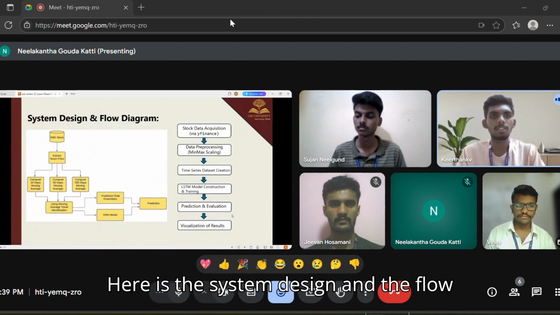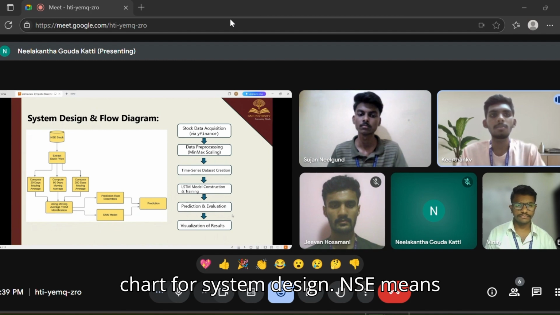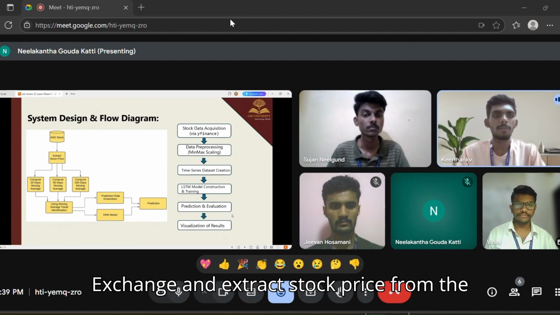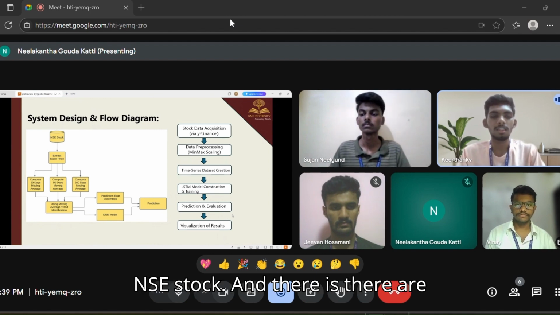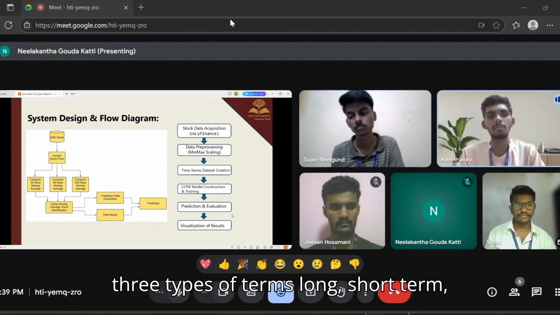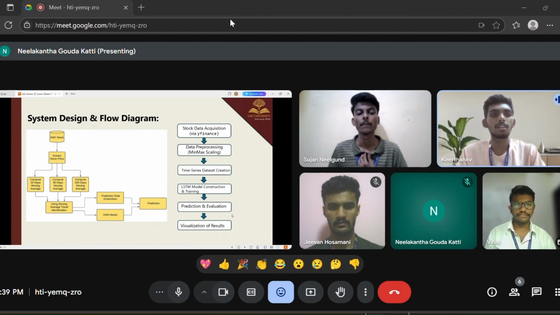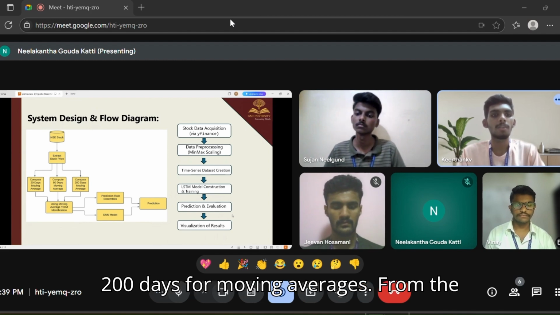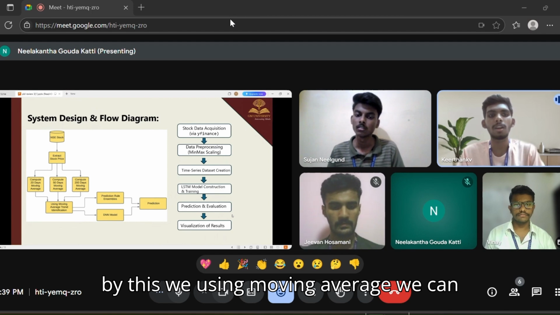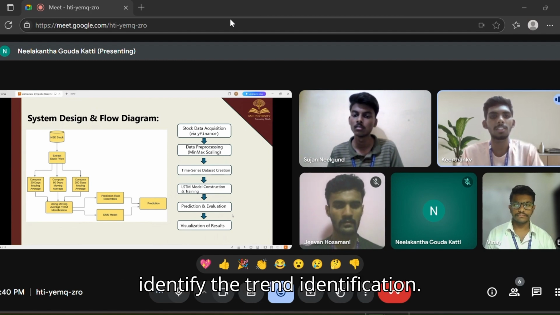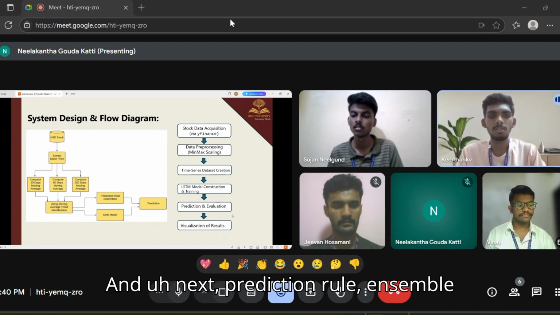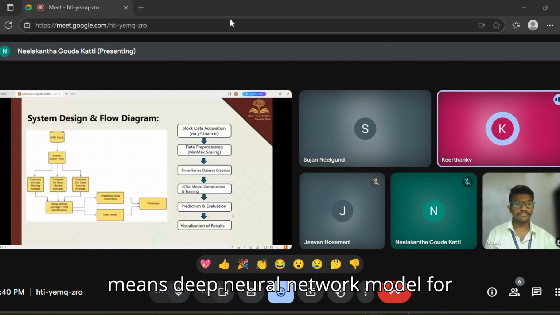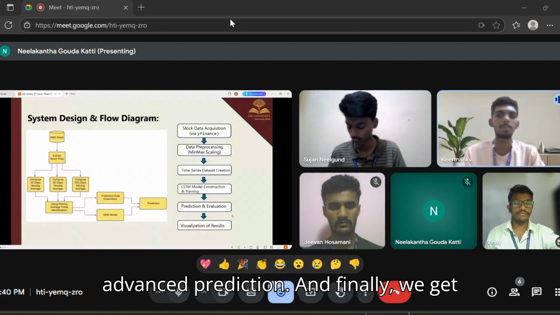Here is the system design and the flowchart. For system design, NSE means National Stock Exchange, and we extract stock prices from the NSE. There are three types of terms: short term, mid term, and long term, computed using 20-day, 50-day, and 200-day moving averages. With moving averages, we can identify the trend. Next, a prediction rule ensemble is used for forecasting, and DNN means a deep neural network model for advanced prediction. And finally, we get the prediction.